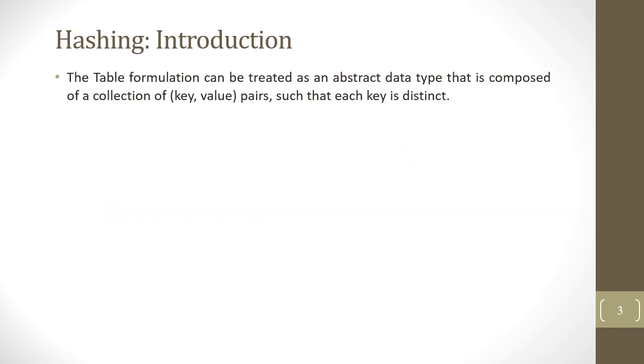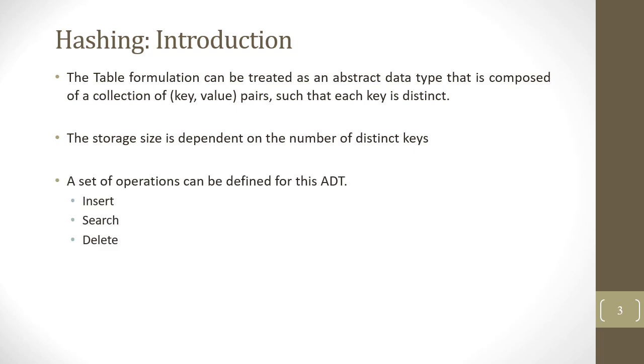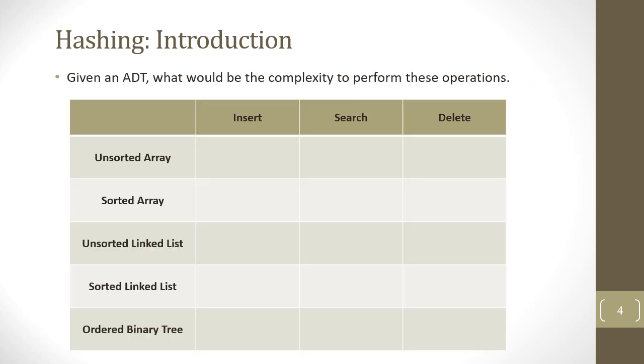The table formulation can be treated as an abstract data type that is composed of a collection of key value pairs such that each key is distinct. The storage size is dependent on the number of distinct keys. A set of operations that can be defined on this abstract data type are insert, search, and delete. Given an abstract data type, what would be the complexity to perform these operations?